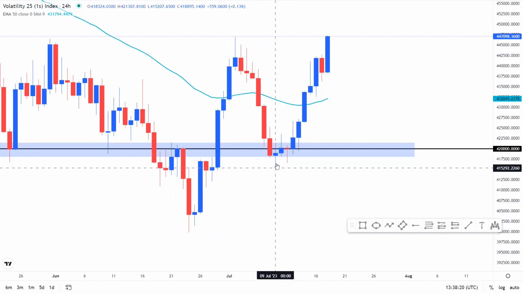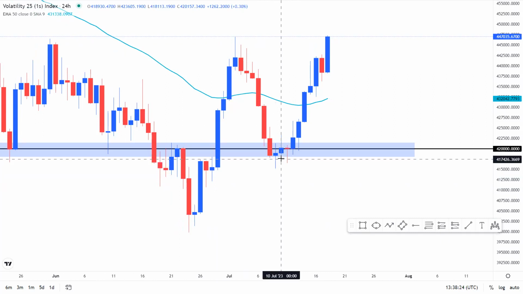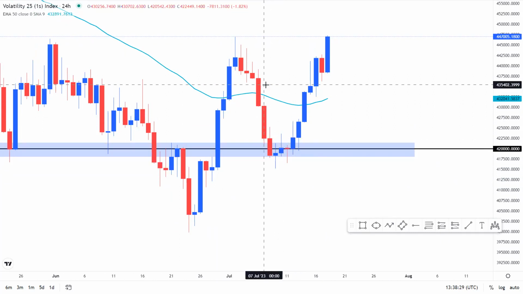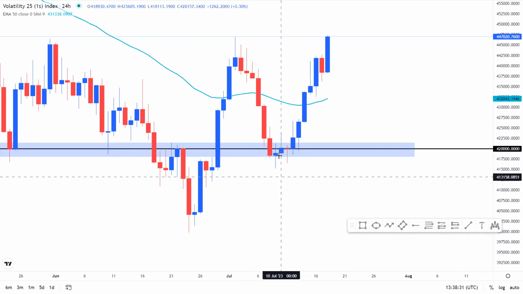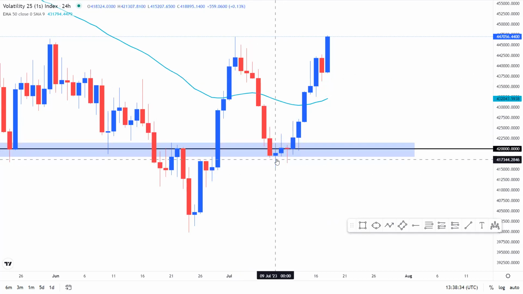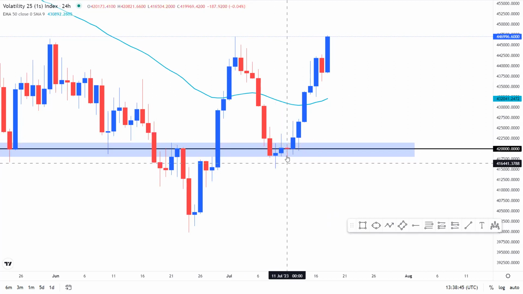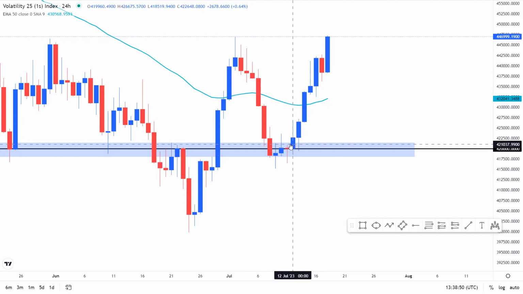We can see right here, we have ourselves an indecision candle, a rejection from the downside, giving us an indication that the selling pressure is most likely coming to an end. As you can see, the next candle also closed a bit more bullish than the previous one, even though this is very clearly an indecision candle. And then the third daily candlestick also closed as a rejection candlestick.